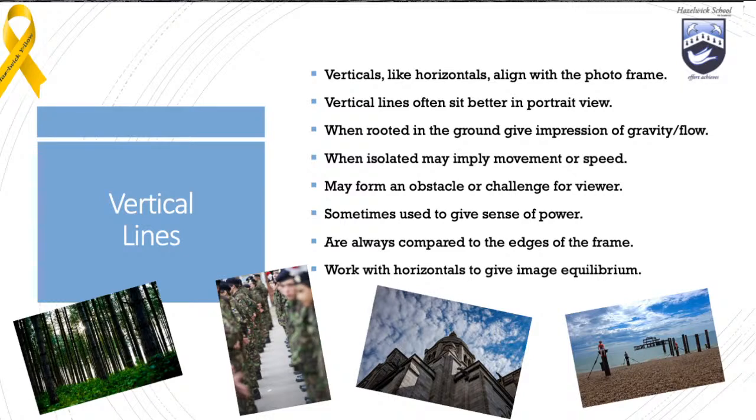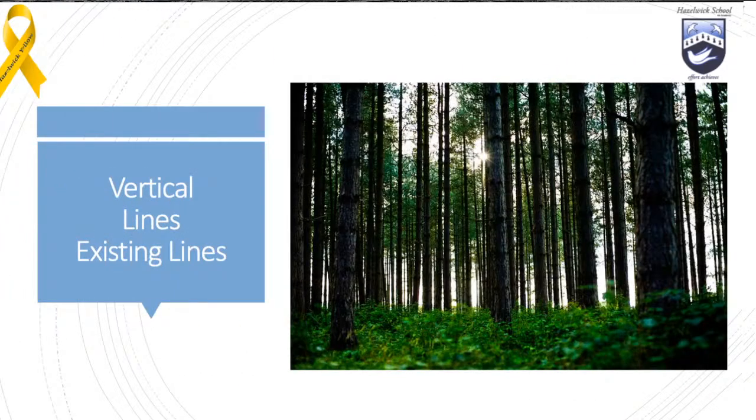Vertical lines are always compared by the viewer to the edge of the frame, because the edge of the frame is straight. So when you see a vertical line, you will instinctively look to see how it compares to the straight line of the side of the frame. And you can work with horizontals and verticals to try to give your image a sense of equilibrium.